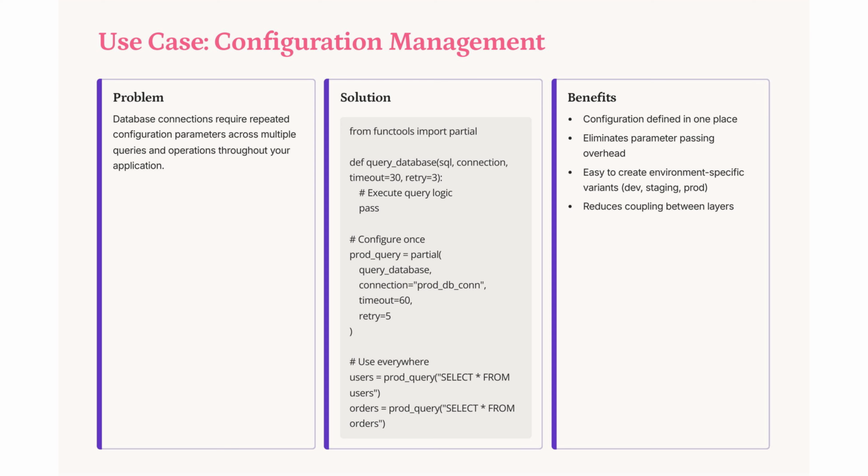Configuration management and database operations can be streamlined using partial functions. By defining connection parameters once, like prod_db_con, and reusing them across queries, you eliminate repetitive setup. This approach reduces parameter overhead, simplifies environment-specific configurations, and minimizes coupling between application layers, enhancing maintainability and scalability.